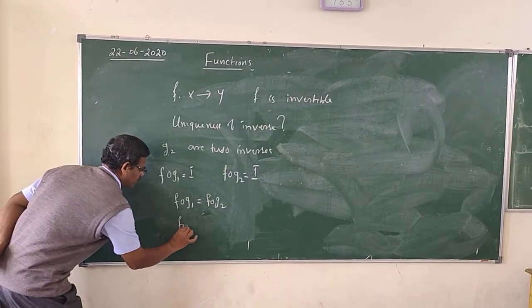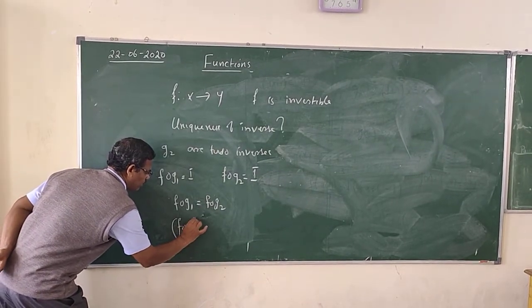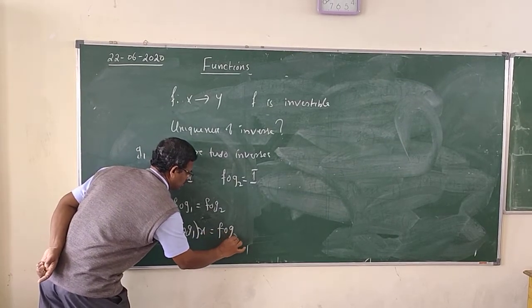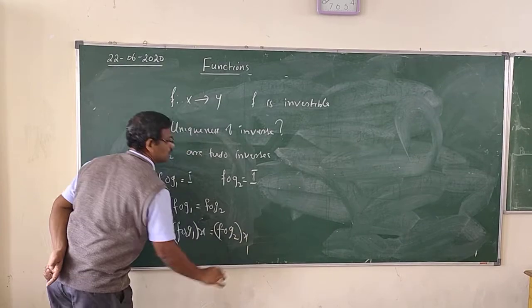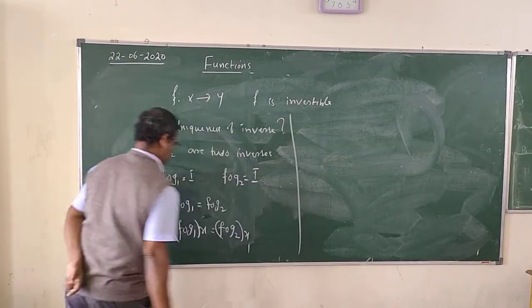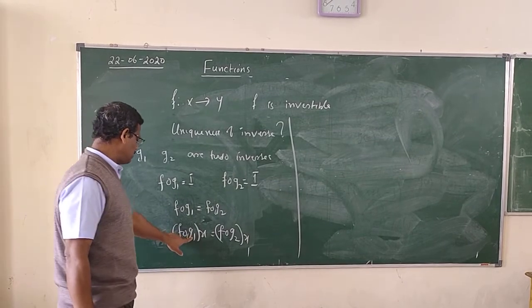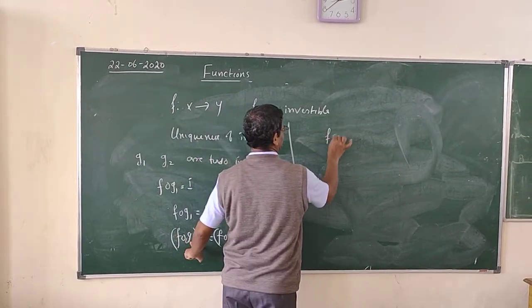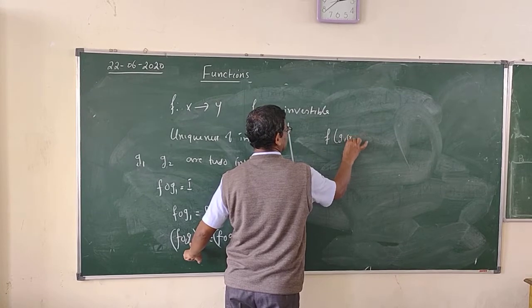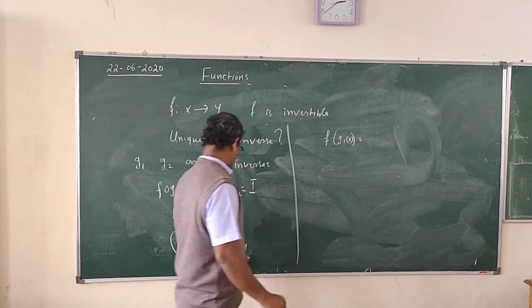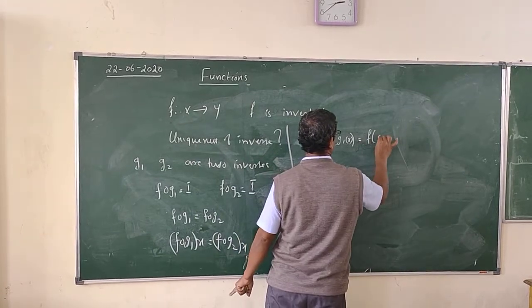That is F∘G1 of x is equal to F∘G2 of x. What does it mean? As per the definition of composition, F∘G1 of x means F of G1(x), and F∘G2 of x means F of G2(x).